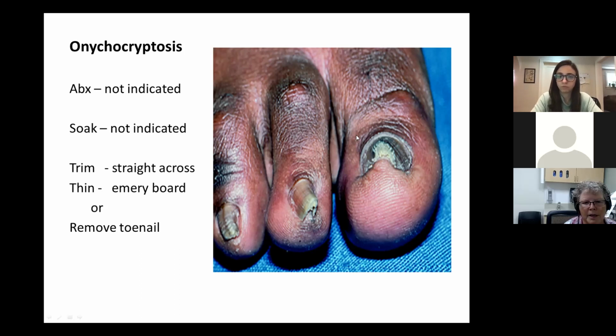But this does not need antibiotics. This does not need soaking. Although patients will come in all the time and say, I have ingrown toenails. And it's like, well, yes and no.